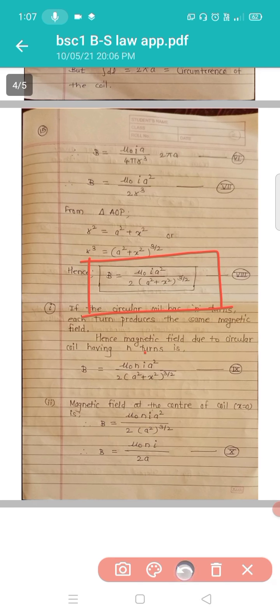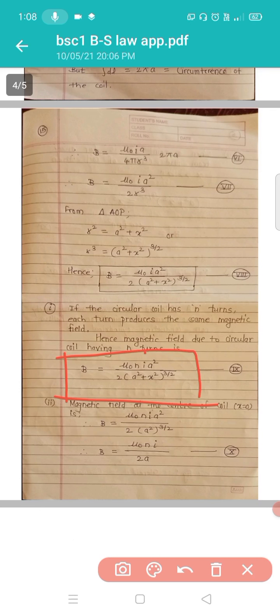Then if the circular coil has n turns, each turn produces the same magnetic field. Hence the magnetic field due to a circular coil having n turns is given by the equation B is equal to mu naught N I a square upon 2 into (a square plus x square) raised to 3 by 2.